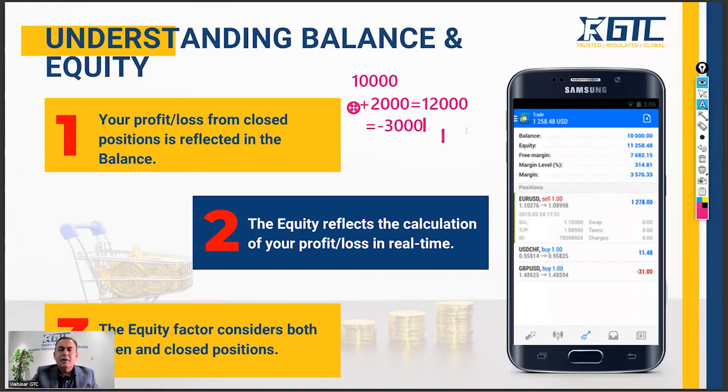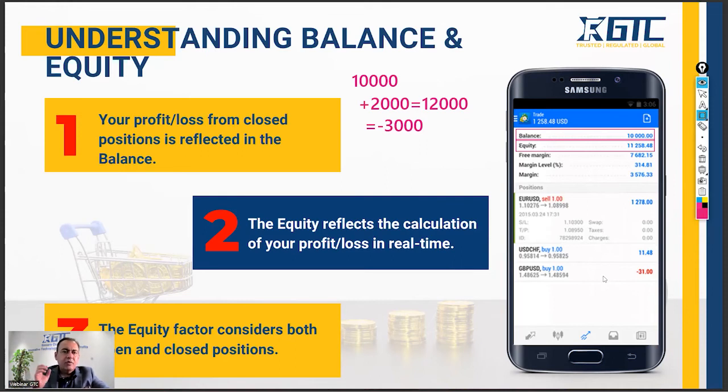So equity will be shown here in the system, in the trading account. This is the equity section. Equity will be shown as the total from open and closed trades. So 9,000 will be shown here, and my balance will be shown as 12,000 because balance comes from the closed trades. Okay, so this is the main difference between equity and balance.